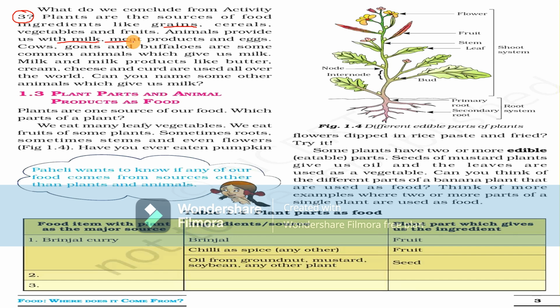Animals provide us with milk. What did the animals give us? Many animals give us milk, meat and eggs, and cows, goats, and buffalo are some common animals which give us milk. Correct? As you all drink milk in the morning or while sleeping at night, it gives us a strong power to our bones.